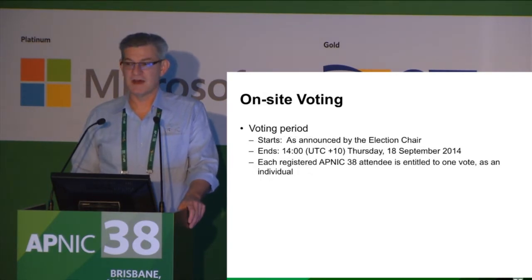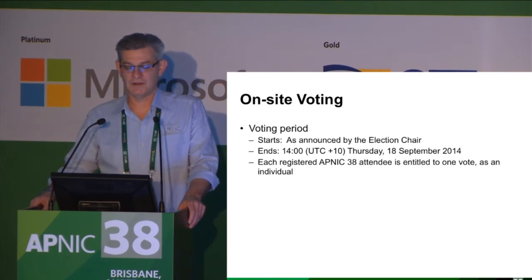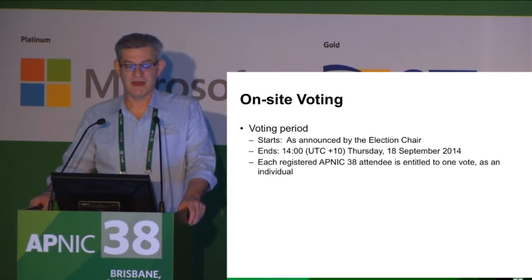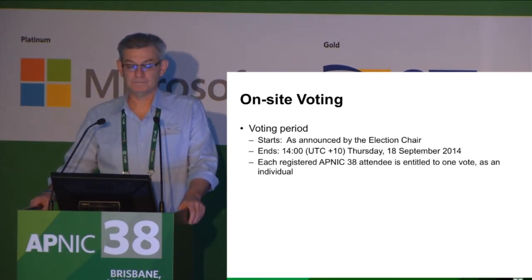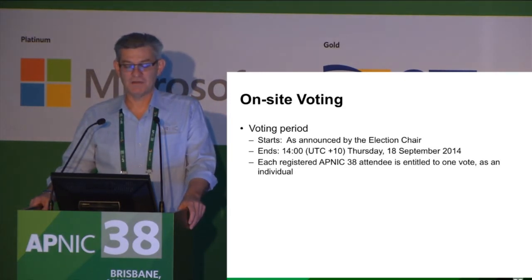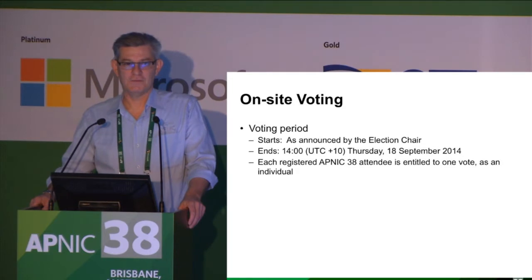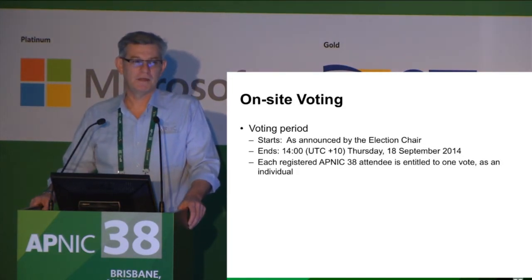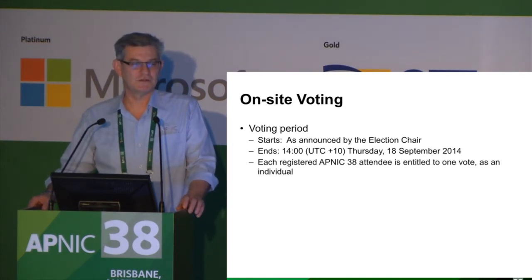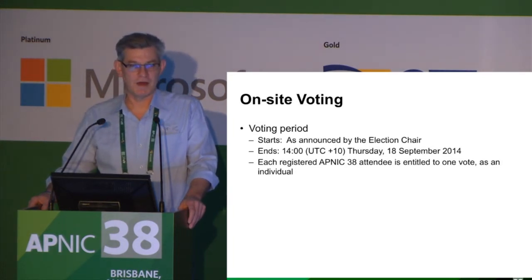On-site voting will start once the election chair calls the election open and will end today at 2 p.m. our time, Brisbane time. Each registered APNIC 38 attendee is entitled to 1 vote as an individual. So that's very important. You have to be a community member, not a member. So you don't need to be an APNIC member. If there's more than one individual from a member organisation, you're each entitled to your own vote. So it's a little bit different from our APNIC EC elections.